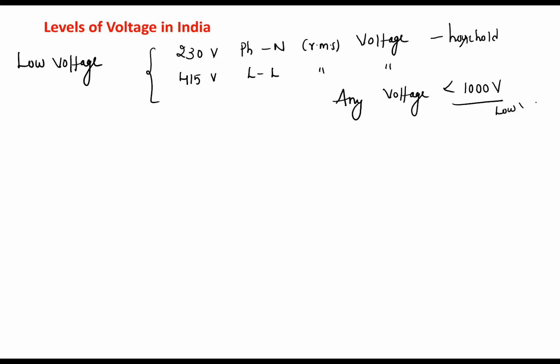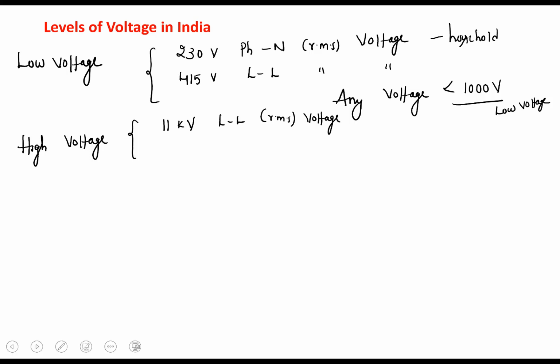I understand. Now, these are the two low voltages which we have in our system. Next is what? High voltage. 7 kV line to line RMS voltage, where you will get the feeder.